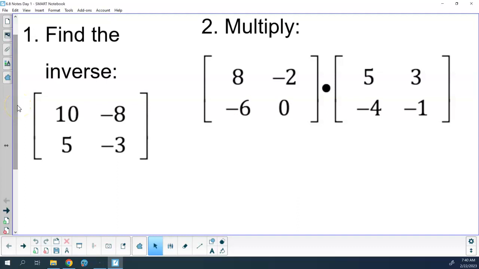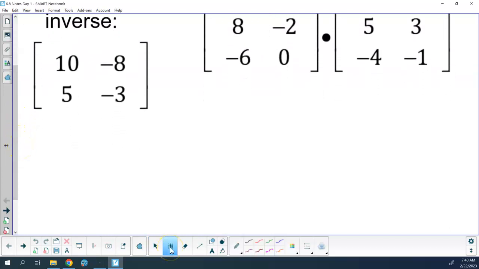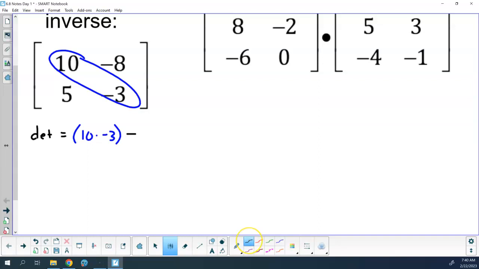So remember, when we're finding an inverse matrix, the first thing we need to do is find the determinant of that matrix. The determinant of this matrix, remember, is the crosses. So I multiply those two together, 10 times negative 3, and then minus the crosses, 5 times negative 8. And then we just simply do that math.